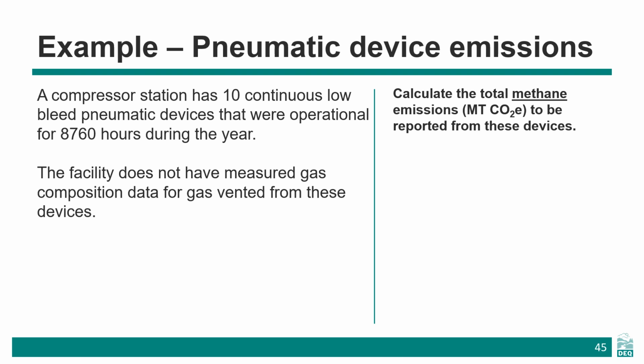For this example, we will calculate the pneumatic device emissions from an onshore natural gas transmission compressor facility. The facility has 10 pneumatic devices that were operational for the entire year. All of the pneumatic devices are continuous low bleed. Assume the facility does not have specific data on gas composition for gas passing through the facility. Calculate the methane emissions from these 10 pneumatic devices. You can pause here to work through the problem on your own before continuing to the solution.